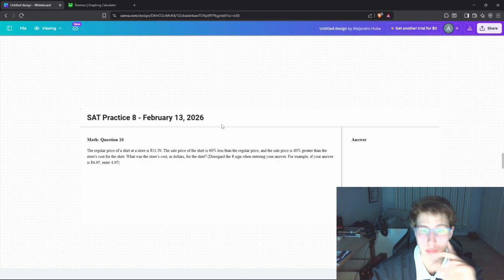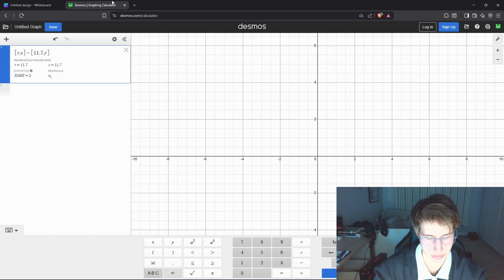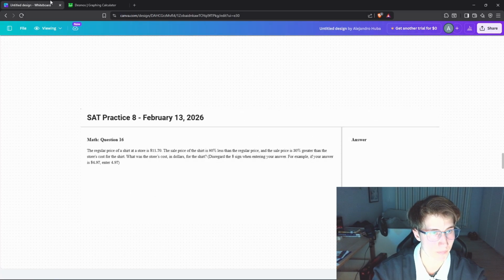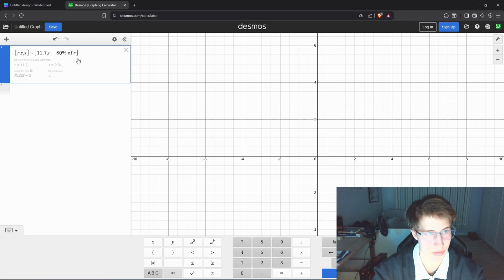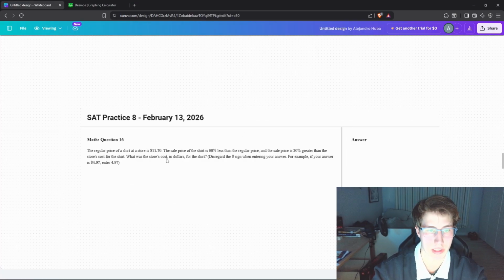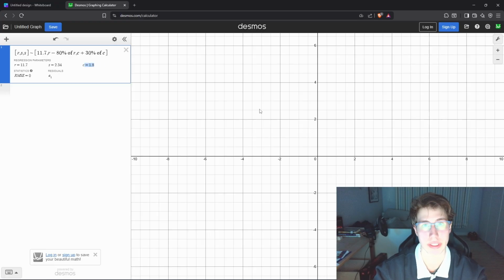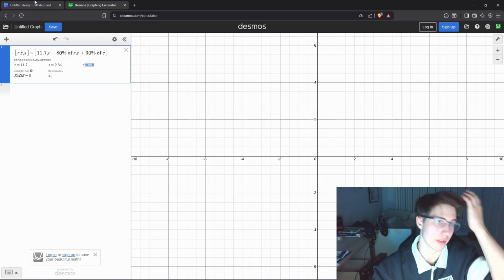The sale price is 80% less than the regular price, so we'll call the sale price S. So S is equal to the regular price minus 80% of the regular price, which is essentially the same way of saying 20%. And the sale price is 30% greater than the store's cost, so the sale price is also the store's cost plus 30% of the cost. And what is the store's cost in dollars for the shirt? It tells you right here that C is equal to 1.8. So the store's original cost is $1.80.